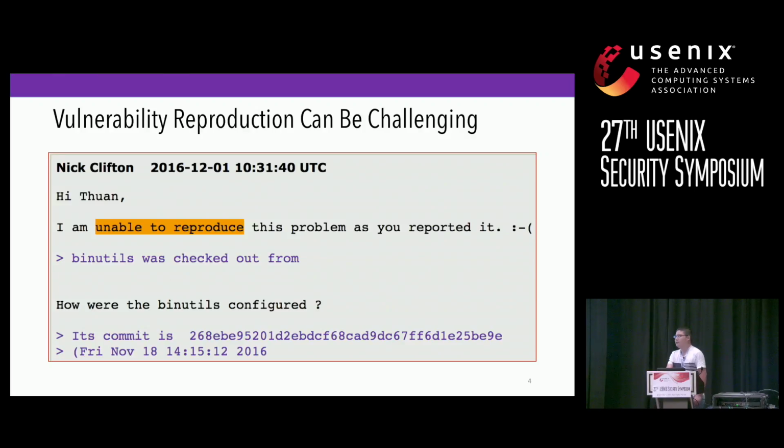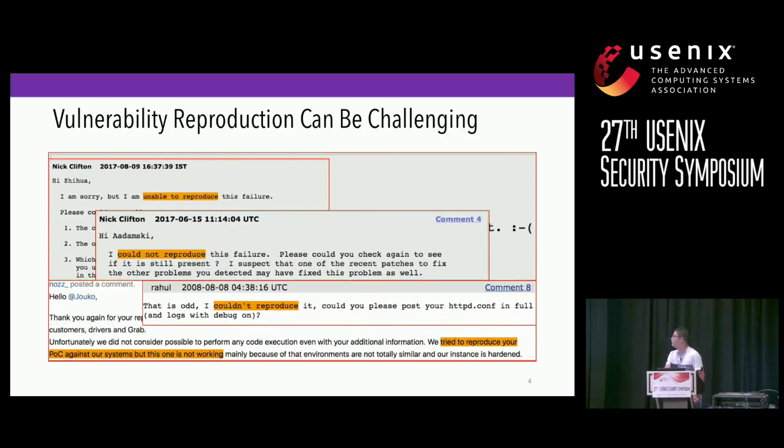Despite a large number of crowd-reported security vulnerabilities, some evidence asserts the poor quality of the vulnerability reports. In this figure, you can see a developer complaining he can't reproduce the vulnerability. And there are many examples like this. Those vulnerabilities would need more time and manual effort to fix, and that's the problem.